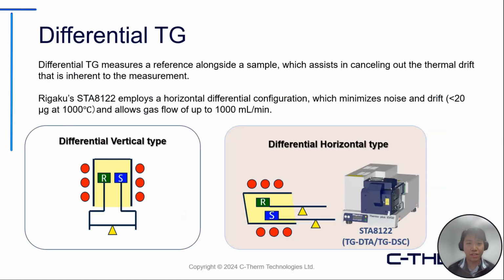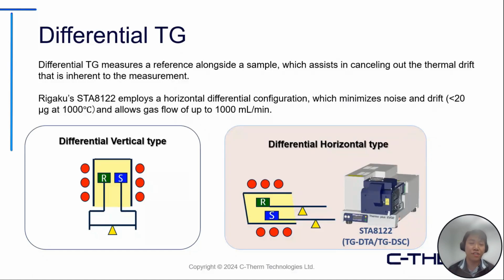To account for this, differential TG configuration was developed, and there are two types of this, vertical and horizontal type. The idea behind this is that a reference, which is thermally inert, is measured over the same temperature range at the same time as the sample, and any thermal drift that is measured on the reference side would be canceled out with the thermal drift that happens on the sample side, since it is being measured in the same measurement atmosphere.